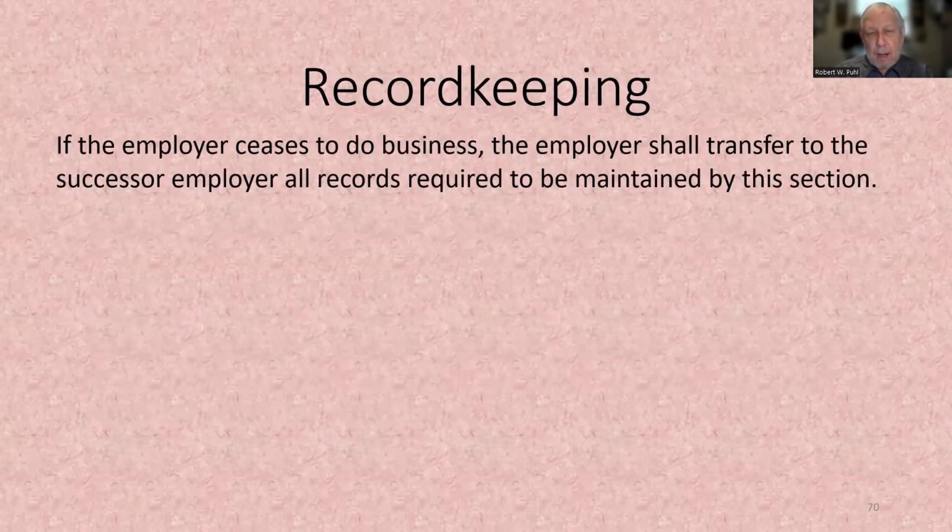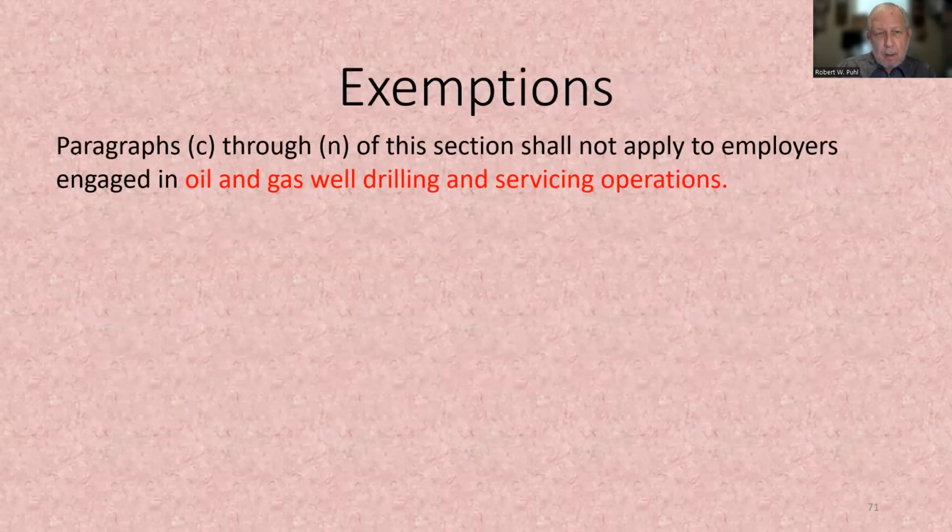Now, what happens if you go out of business, you sell the company to somebody else? Well, you got to transfer those records to the successor employer. All records required to be maintained by this section. And paragraph C3 under this section shall not apply to employers engaged in oil and gas well drilling and servicing operations. Again, they're putting this at the end. That's unusual. Most regulations put that right in the front.